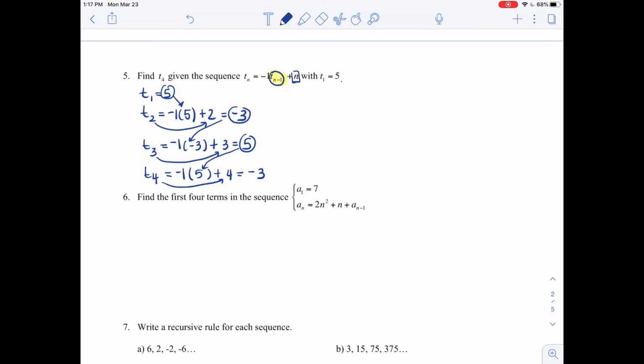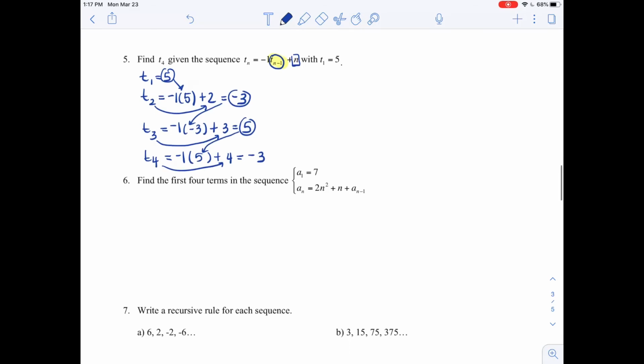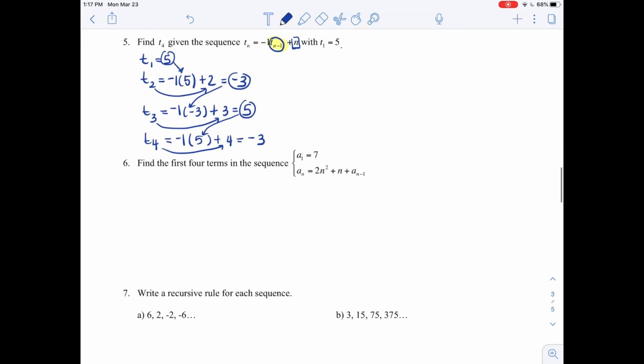If you take a look at this pattern, you can see right here, 5, -3, 5, -3. This one actually ends up having a pattern that it alternates back and forth. But unfortunately, there's not really a rule for that other than this recursive sequence, unless you were to write something like, for even numbers, it's -3, for odd numbers, it's 5. But again, that's the idea with this recursive sequence stuff, is it allows you to write rules for a pattern that does not fit an arithmetic or geometric mold.